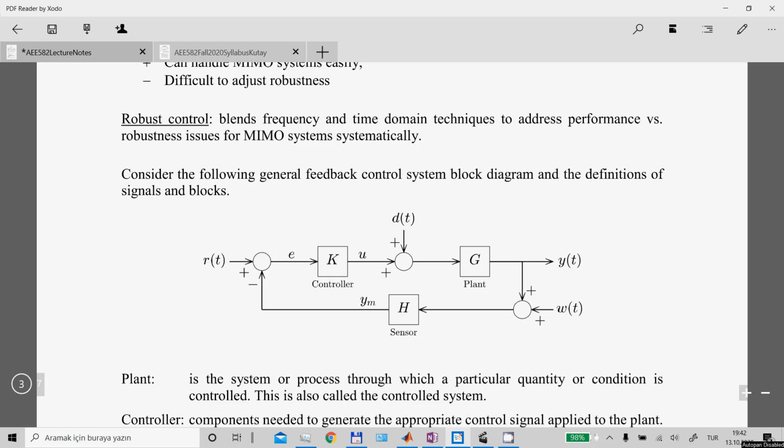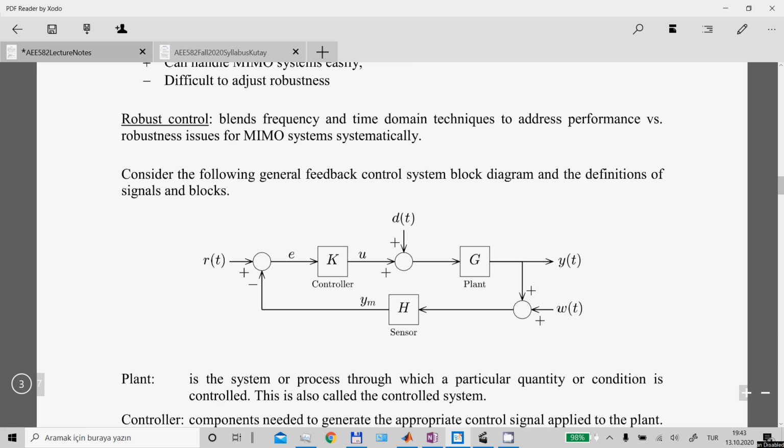Now let's go over some definitions. I told you that we usually consider some interconnected systems. We know what a system is, and when you have several systems come together working in a certain way, we call that an interconnected system. What you see here on the screen is a general control system block diagram. Let's take a look at this and define the signals and blocks that we see here.